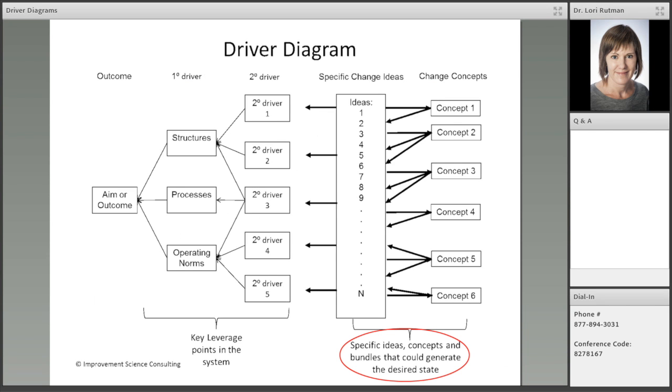So to the far right of the driver diagram are the ideas, concepts, and bundles that might generate the desired state. So these really are, what are your intervention ideas? We're going to work through a lot of the semantics here and sort of defining change ideas and change concepts. But similar to the primary and secondary drivers, these are your interventions. And you can split them out if it makes it useful to you, or you can just say, I have an aim or an outcome, I have drivers, and then I have interventions that are going to impact those drivers to get me to my aim.